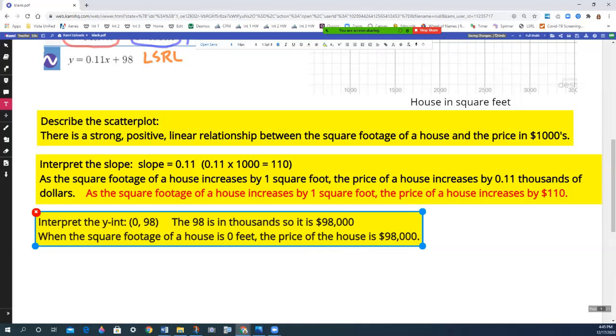Now, the next thing we're going to talk about is this correlation coefficient.